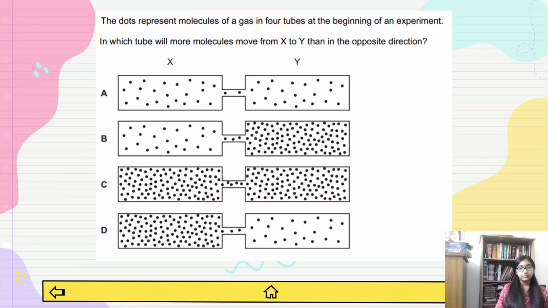The dots represent molecules of a gas in 4 tubes at the beginning of an experiment. In which tube will more molecules move from X to Y than in the opposite direction? The process here would be diffusion. For molecules to move from X to Y, X would need to have a higher concentration than Y, so option D is the correct answer.